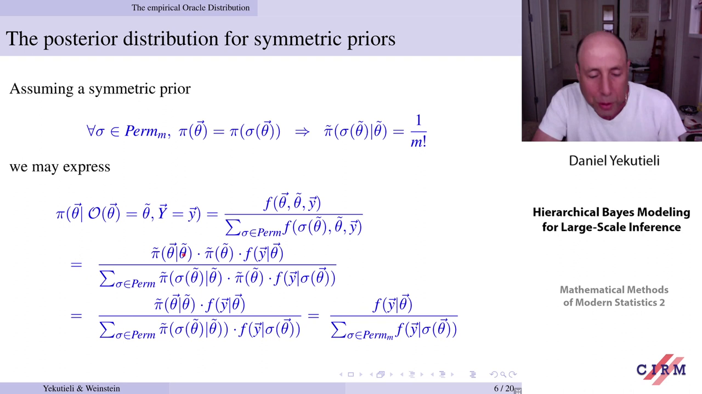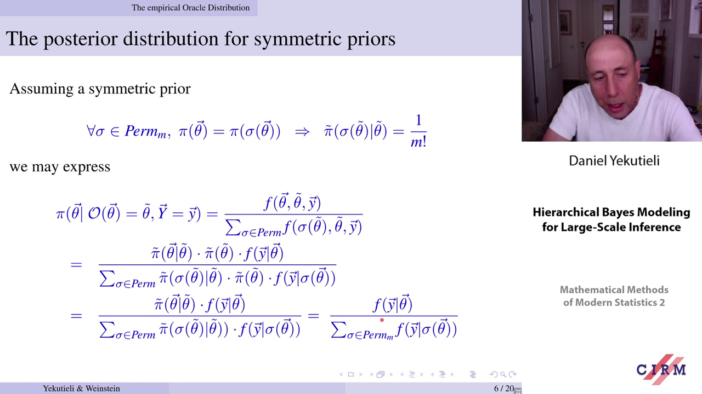The nice thing to see here is that because each time we have the same value of the order statistic, we have this and this in both numerator and denominator. As these cancel out, we get this equation. And now, if we assume a symmetric prior, then all of these are equal to 1 over n factorial, so these cancel out. And then we get this final equation, which is only true for the symmetric model.